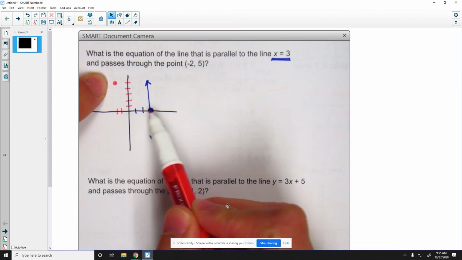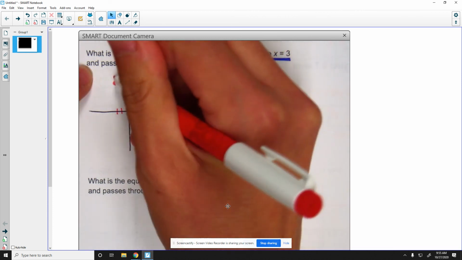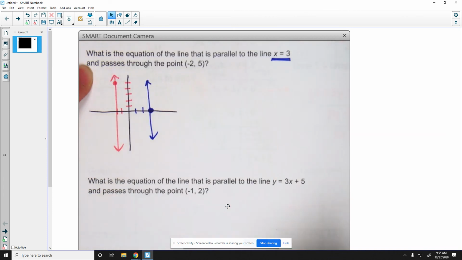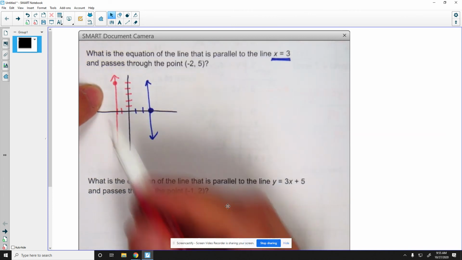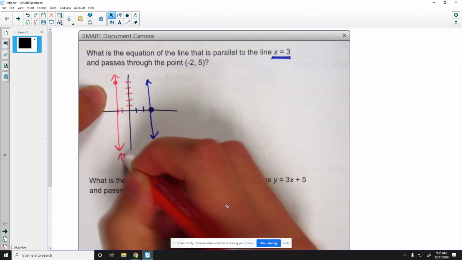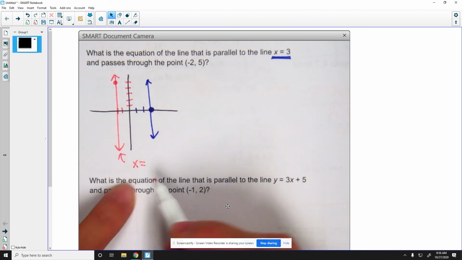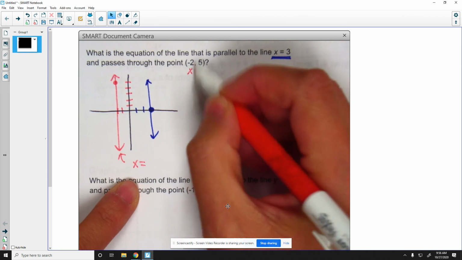Well, isn't parallel to a vertical line another vertical line? Does that make sense? So really, Rowan just said, well, what is that? Vertical lines are always x equals. So what is x equal to? -2.